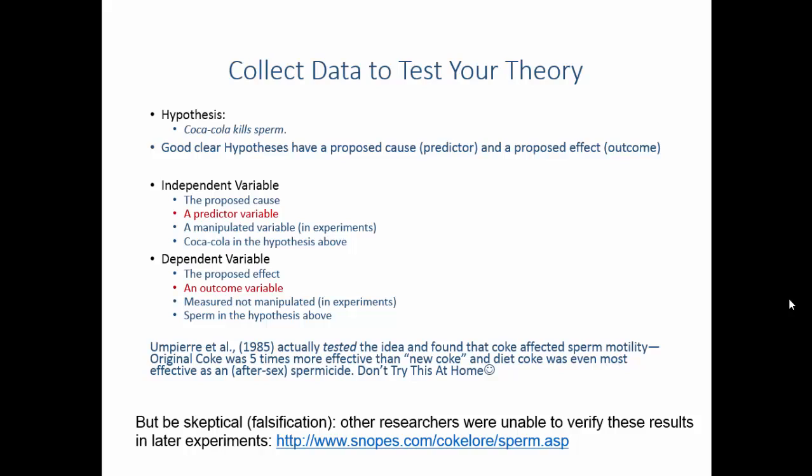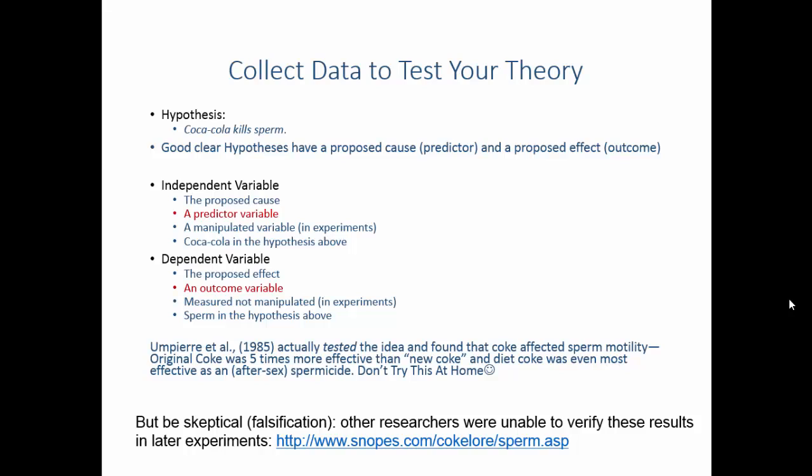So in our example, what variable is the independent variable? It's the Coca-Cola, the application of Coca-Cola as a contraceptive. So the Coca-Cola itself is the independent variable here. Either they applied Coke or Diet Coke, for example.